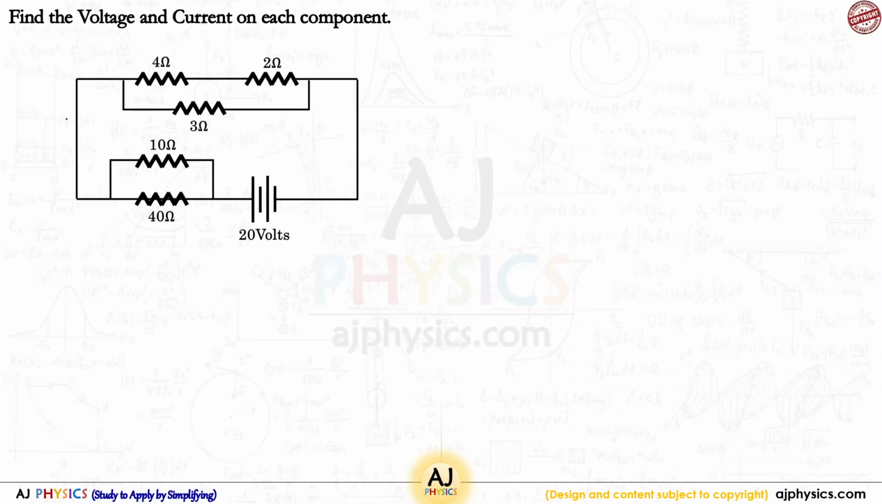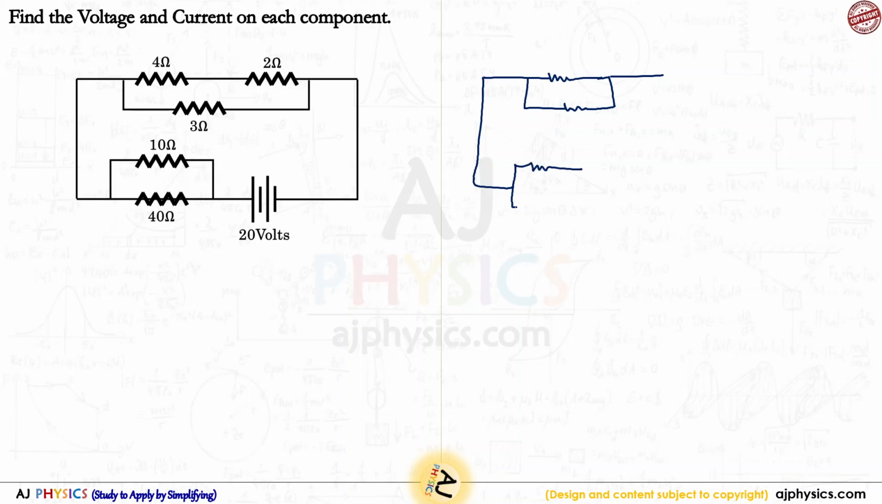Fine. Let's go to the next circuit. So in this case, 4 and 2 will join to 6, and then you again have the 6 and 3 combination here, which will give you an answer of 2. Then you have 10 and 40. This you need to solve.